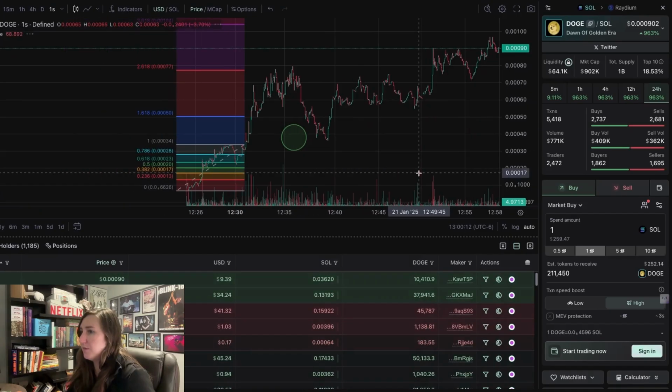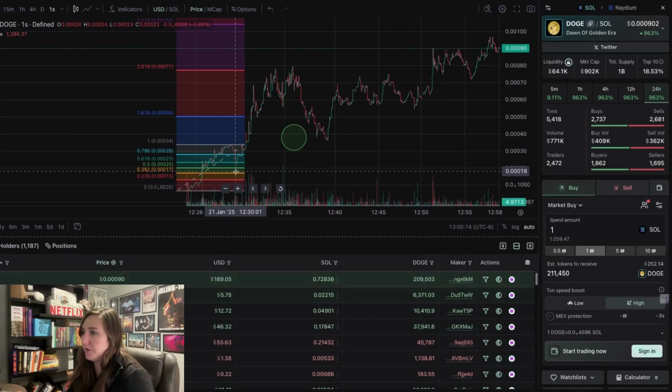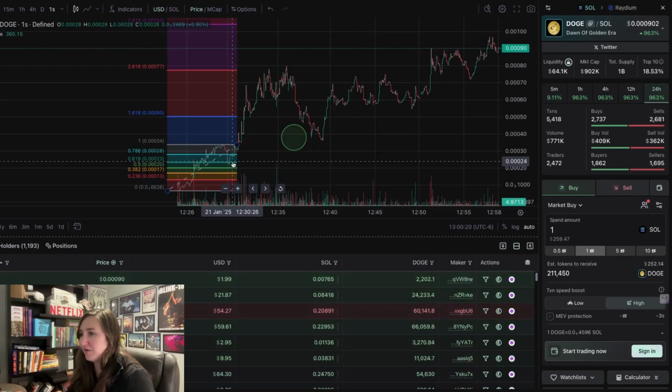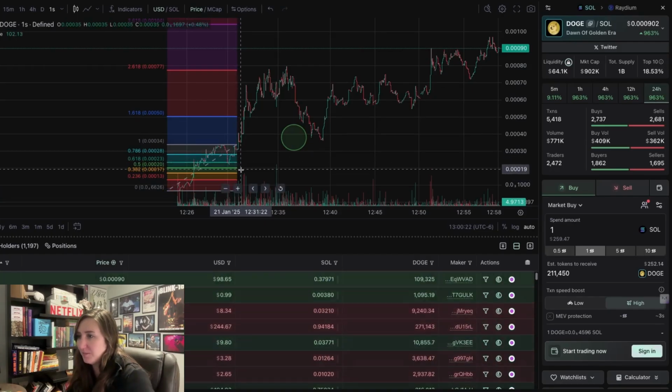So if we open up Doge here, and this one I actually had open, but I'm on the 1 second. So it did pop up. Oh yeah, I had it open a while ago. So this is on the 1 second time frame. It came down, touched that 0.618 level. Like I said, these are all a bunch of levels to play with.